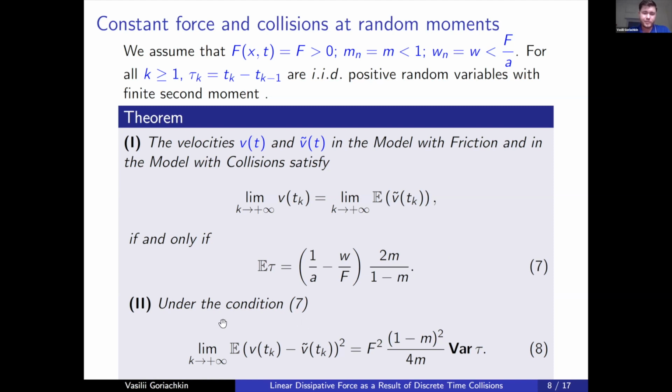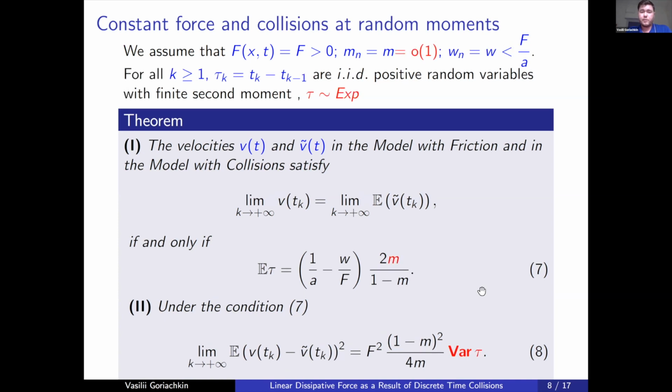But what is interesting here is that we can compute the expectation of the square of the difference between velocities, and this difference is equal to this quantity, equation 8. You can see there is a variance of tau, so that's why we need a finite second moment. And again, if we take small masses m, then as I said, the expectation of tau should be of order m in this case.